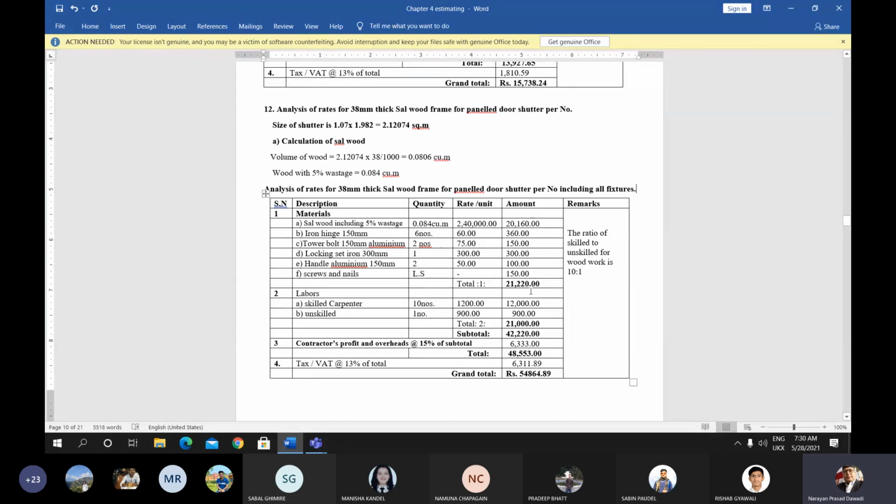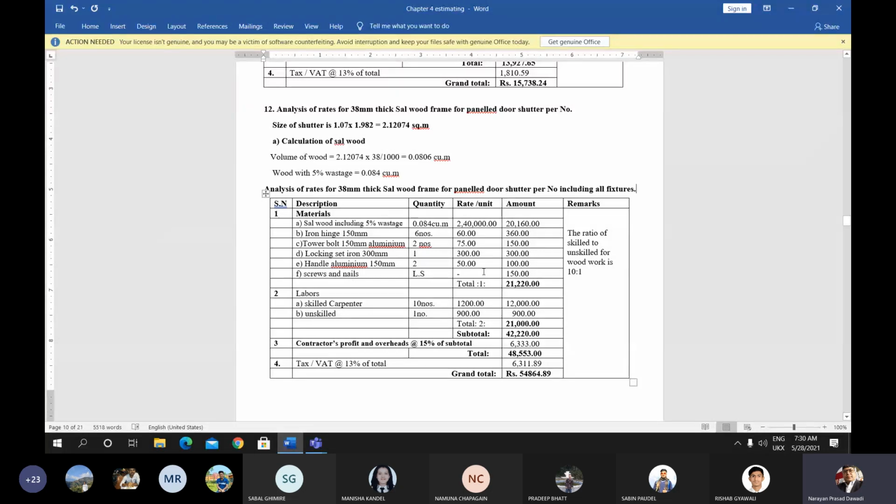Add all these material costs, you will get a total of 21,220 rupees. This is only the material cost. Now, for fixing the fixtures and making the shutter, you need carpenters and unskilled manpower.